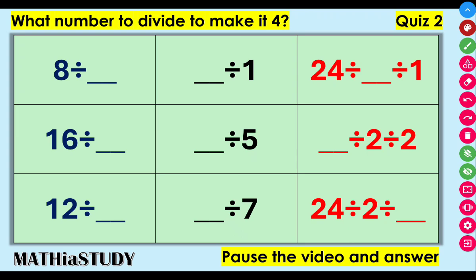Okay, let's start. 8 divide 2 is 4. 16 divide 4 is 4. 12 divide 3 is 4. 4 divide 1 is 4. 20 divide 5 is 4.